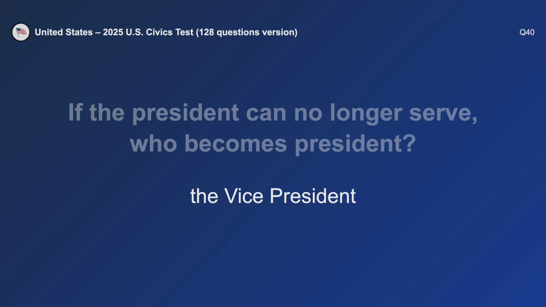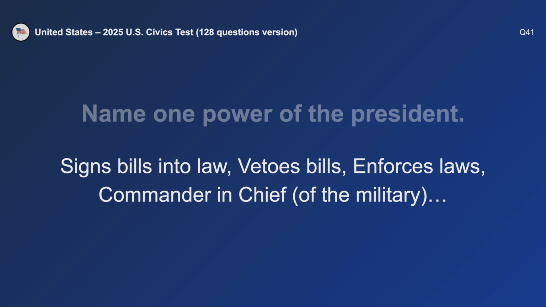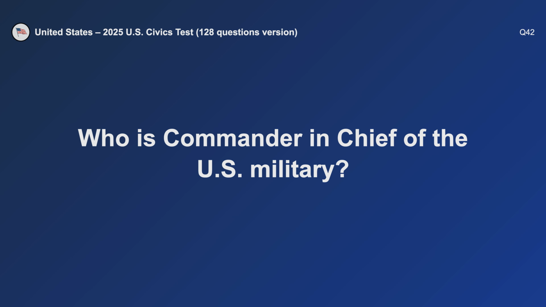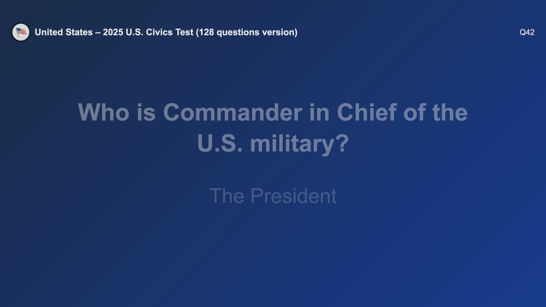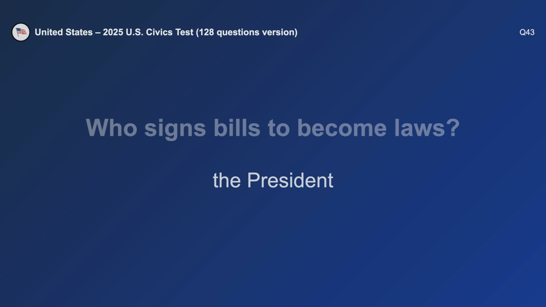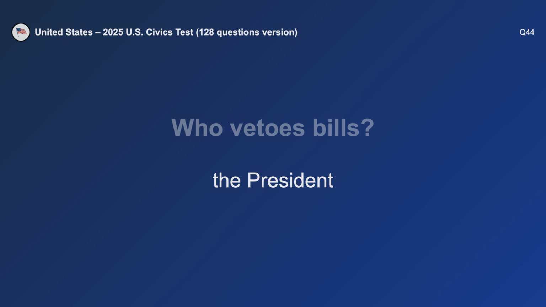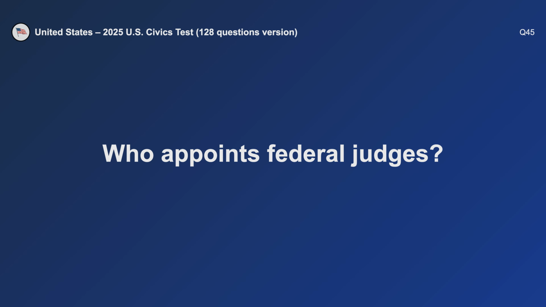If the president can no longer serve, who becomes president? The Vice President. Name one power of the President. Signs bills into law. Who is Commander-in-Chief of the U.S. military? The President. Who signs bills to become laws? The President. Who vetoes bills? The President. Who appoints federal judges?